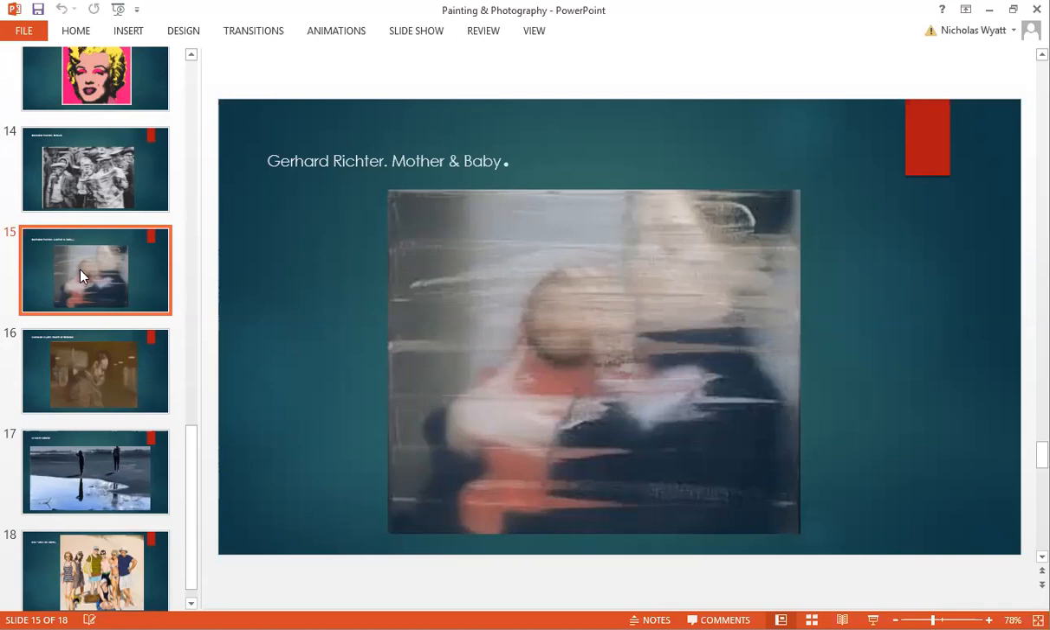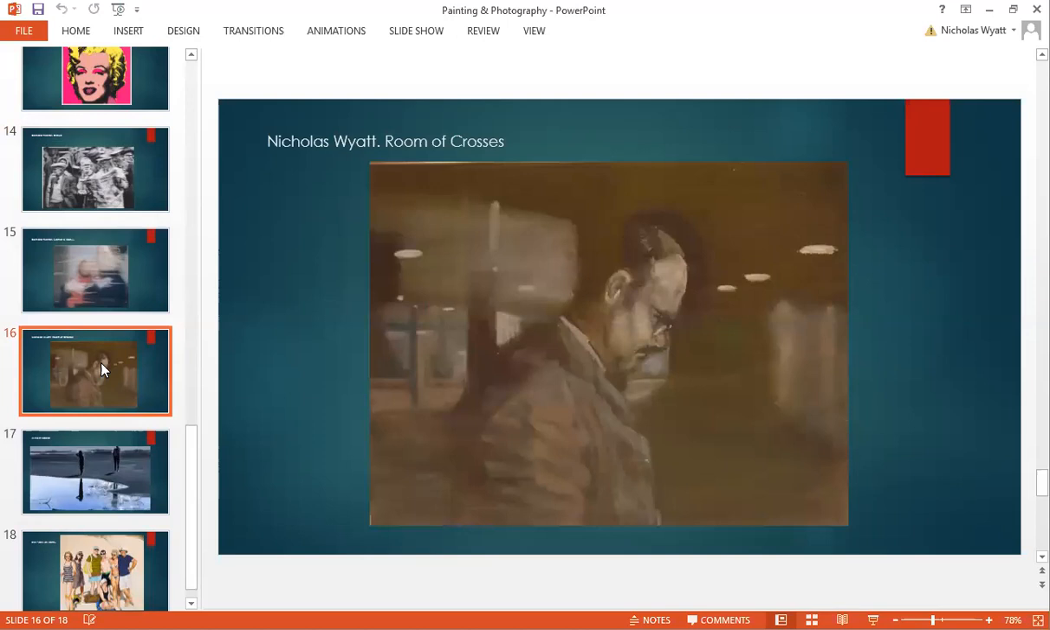Narratives in photography and cinema were important elements in a group of paintings that British artist Nicholas Wyatt made in the early 2000s, where the imagery in the paintings was taken from cinematic films. In the case of the painting shown in slide 16, entitled Room of Crosses, the imagery is based upon a still image from the 1974 film, The Conversation, by Francis Ford Coppola.